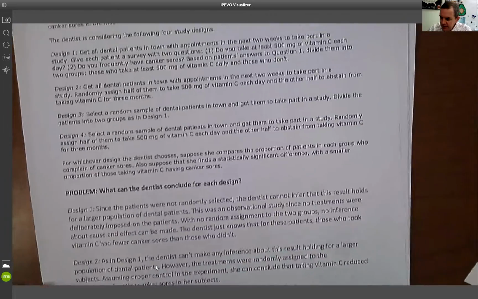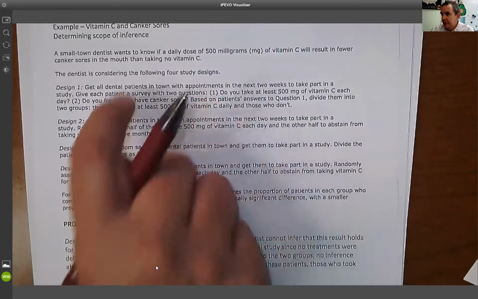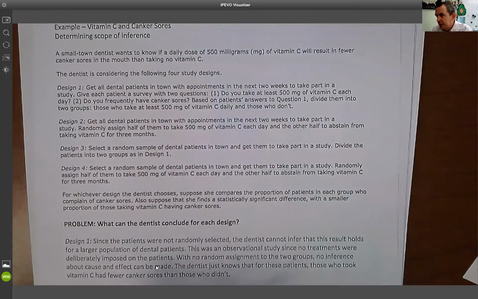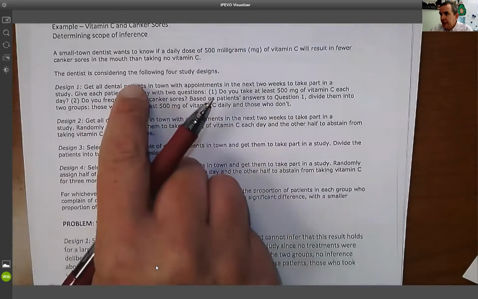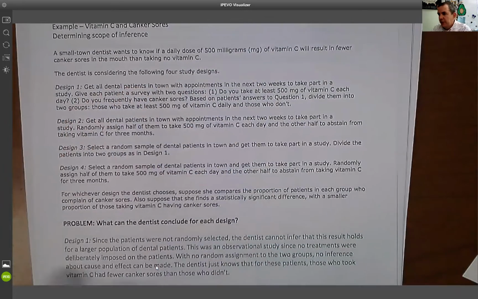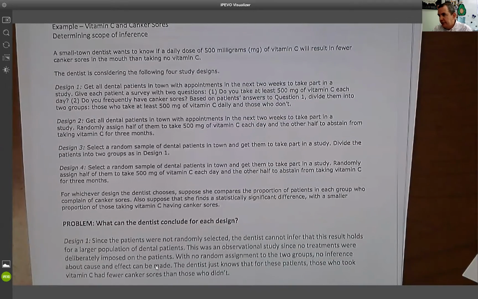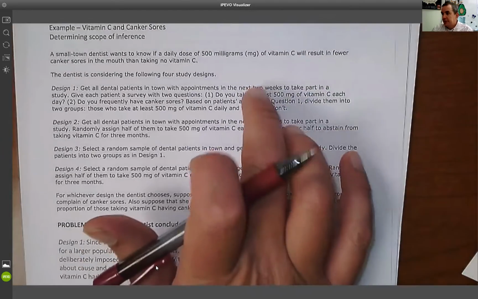So for example, a small-time dentist wants to know if a daily dose of 500 milligrams of vitamin C will result in fewer canker sores in the mouth than taking no vitamin C. They're going to do 4 studies. Design 1, get all dental patients in the town with appointments in the next 2 weeks to take part in the study. Give each patient a survey with 2 questions. Do you take at least 500 milligrams of vitamin C a day? Do you frequently have canker sores? Based on the patient's answers to question 1, divide them into 2 groups, those who take at least 500 and those who don't. This is an observational study.